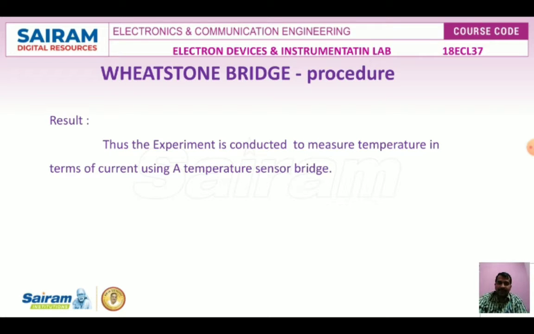Result: Thus, the experiment is conducted to measure the temperature in terms of the current using the temperature sensor bridge.